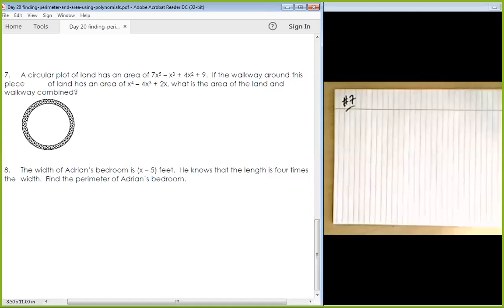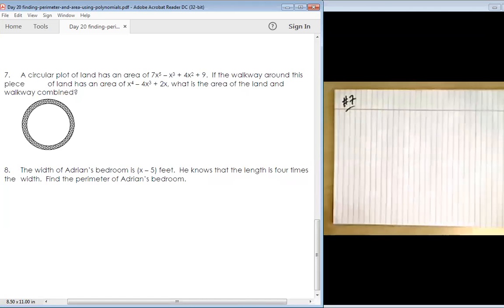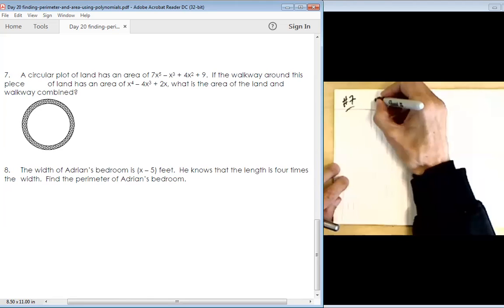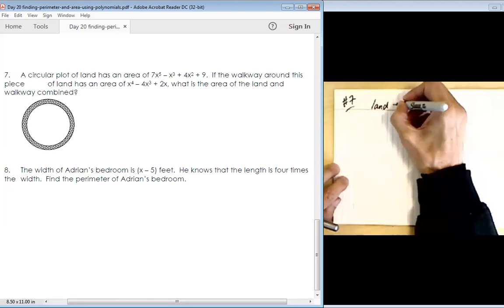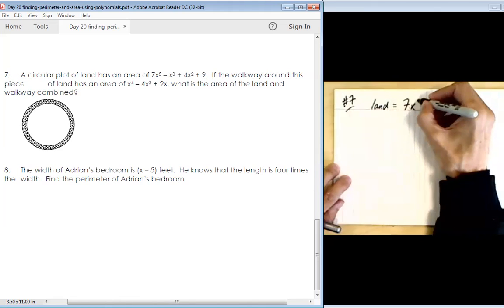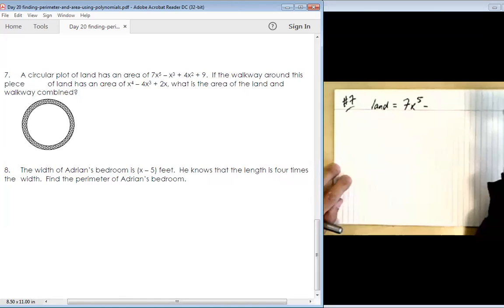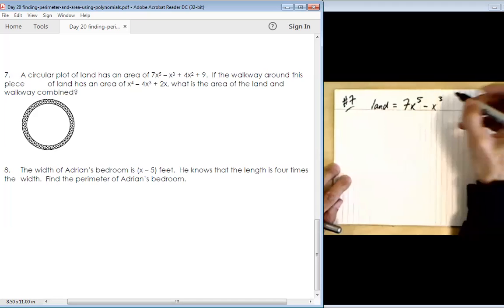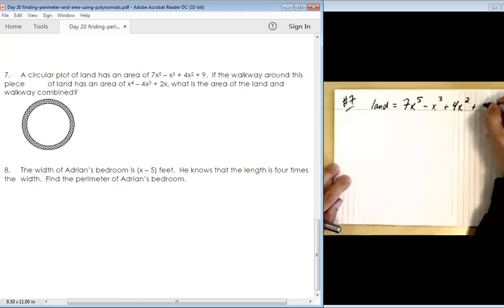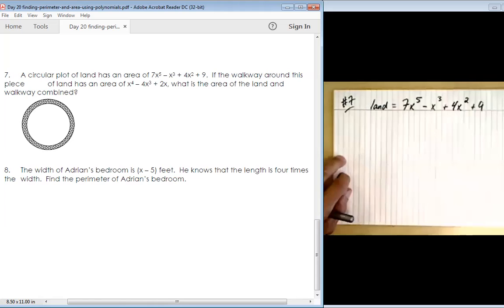Okay, so taking a look at number 7. First thing is, the circular plot of land has that area. So what do we say? Land is 7x to the 5 minus x to the 3 plus 4x squared plus 9, right?